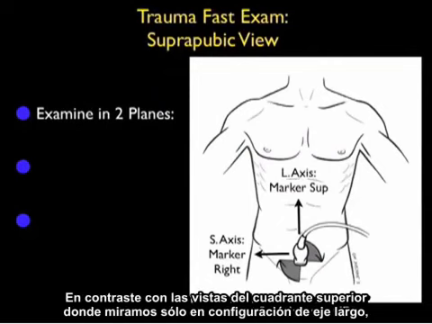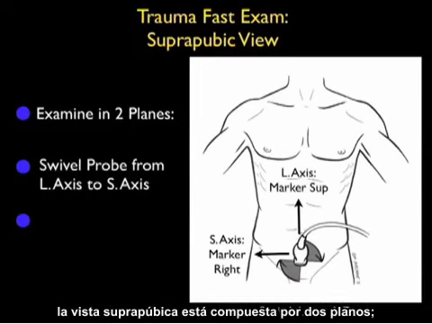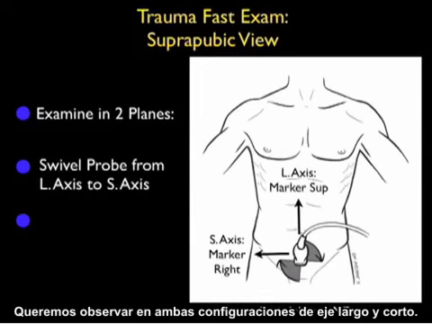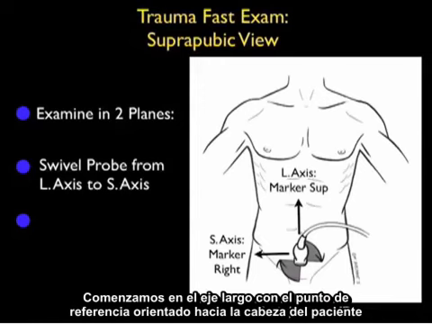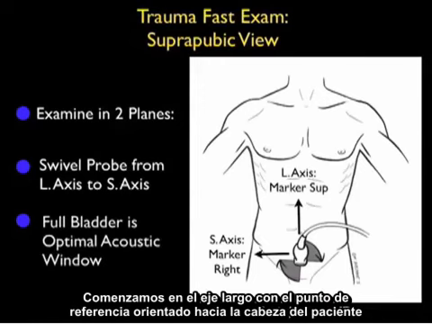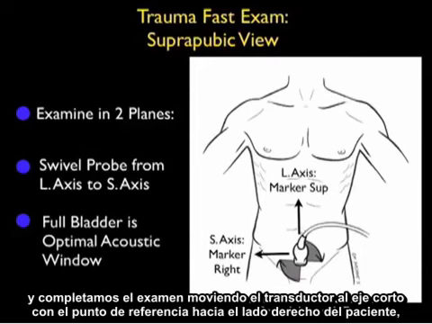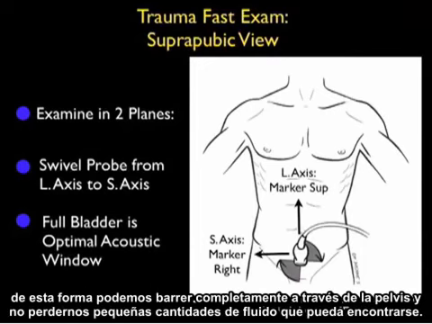Here's a slide reviewing how to perform the suprapubic view of the Trauma Fast Exam. In contrast to the upper quadrant views, where we looked only in a long axis configuration, the suprapubic view is made up of two planes. We want to look in both long and short axis configurations. We'll begin in long axis with the marker dot oriented towards the patient's head and complete our exam by moving the probe into short axis with the marker dot towards the patient's right side. This way we can fully scan through the pelvis and not miss any small amounts of fluid there.